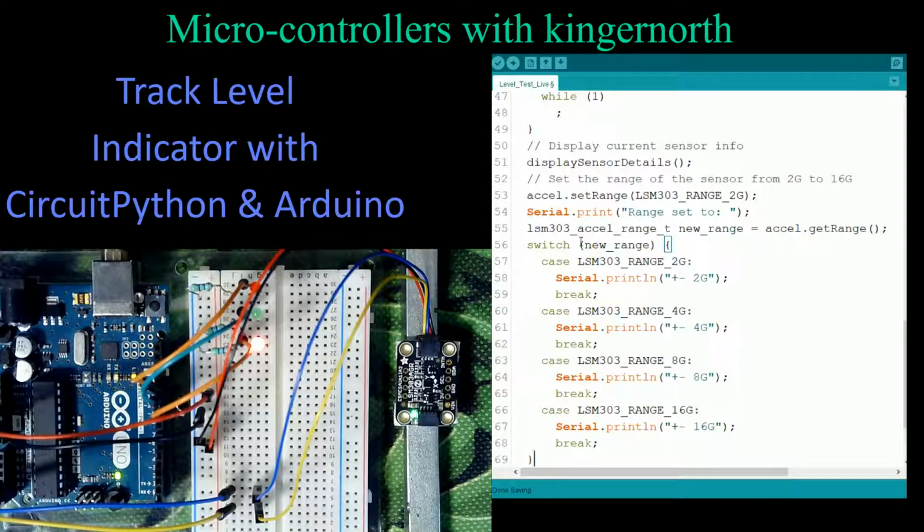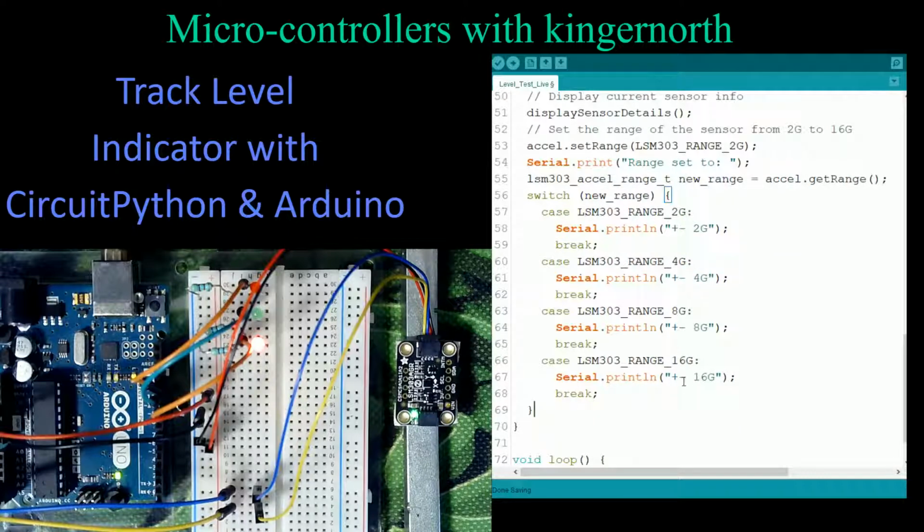And then it's going to say, hey, based on whether we chose 2G, 4G, 8G, or 16G, it's going to print out that statement. And this is the switch case that I showed you last week. So it's going to say switch new range. New range is equal to whatever we set it to up here. And it's going to say, if you want to find out what this is, then come down here, and if the case is equal to 2G, then print this message. If it's 4G, print this message, and so on. That's all that is. So that's the G settings for the chip.